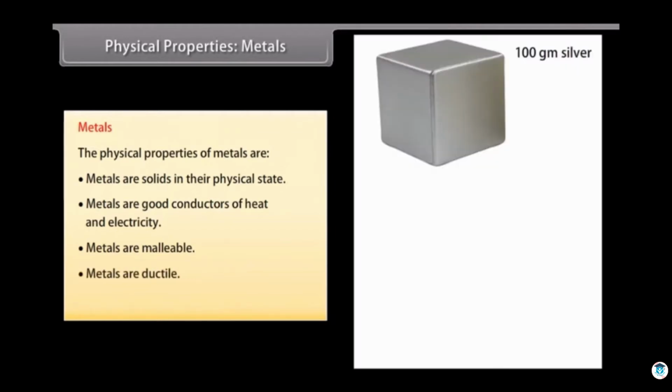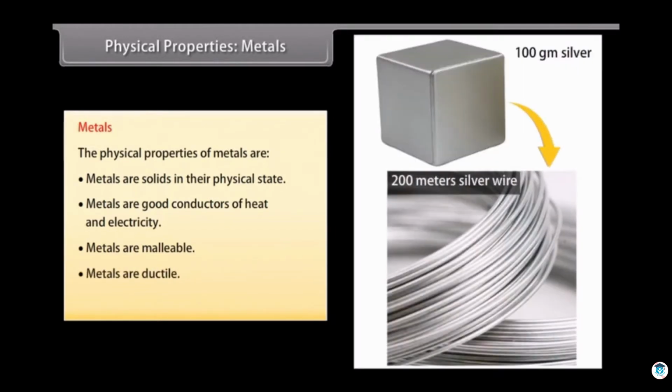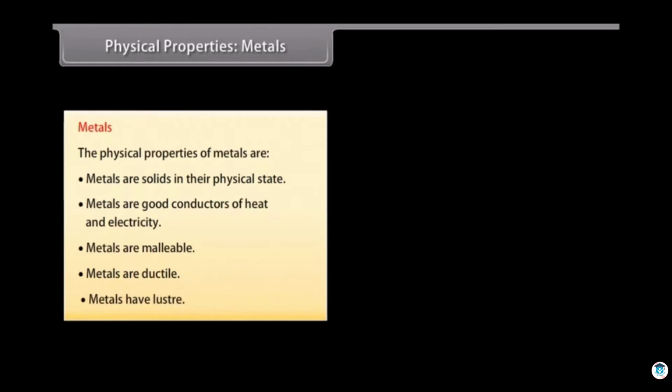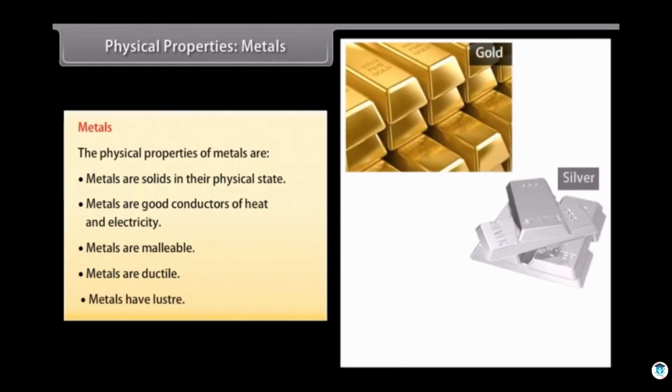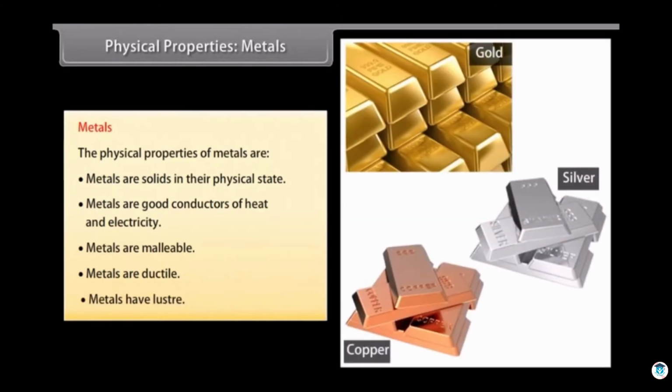Ductile. Metals can be drawn into wires. For example, 100 gm of silver can be drawn into a thin wire of about 200 meters long. Luster. Metals reflect light from their shiny surface. They can also be polished. For example, gold, silver, and copper are metals with a shiny surface and can be polished.